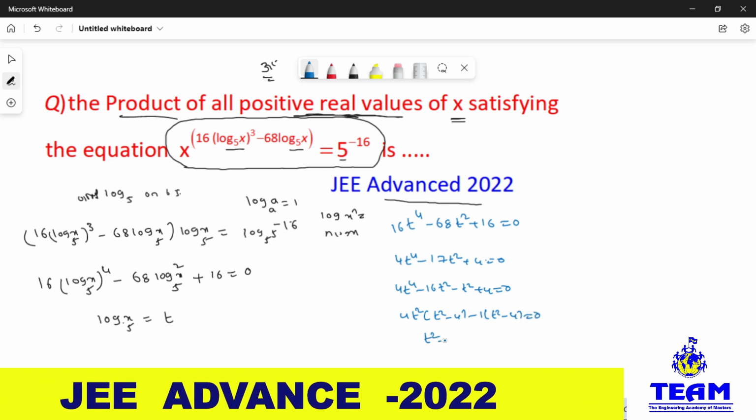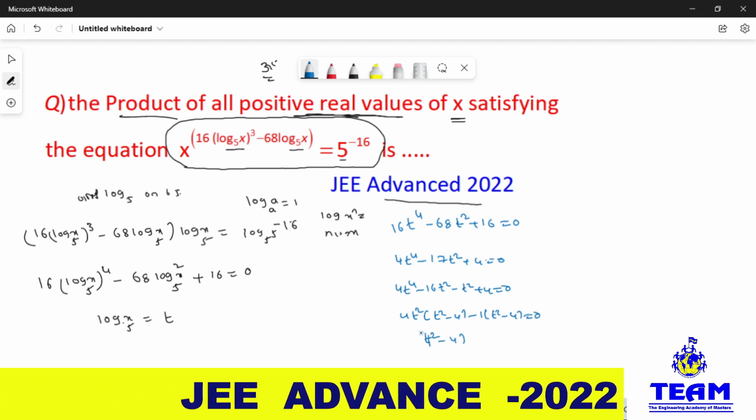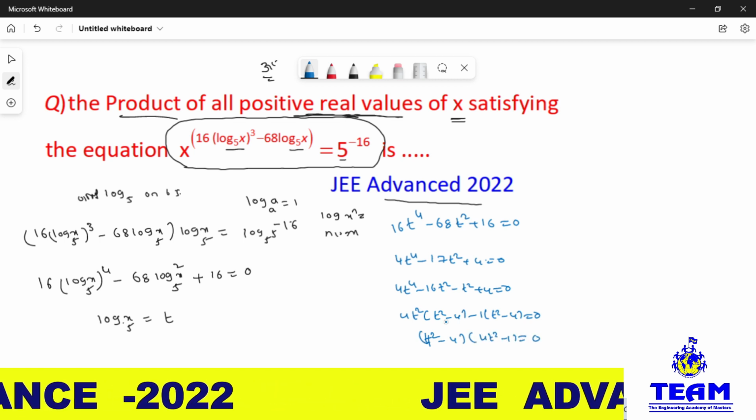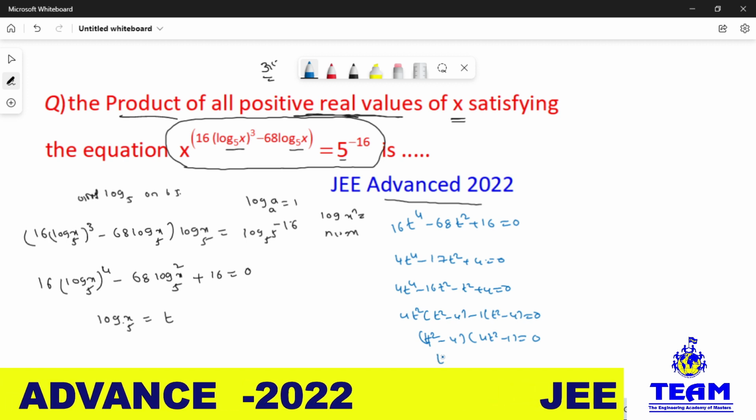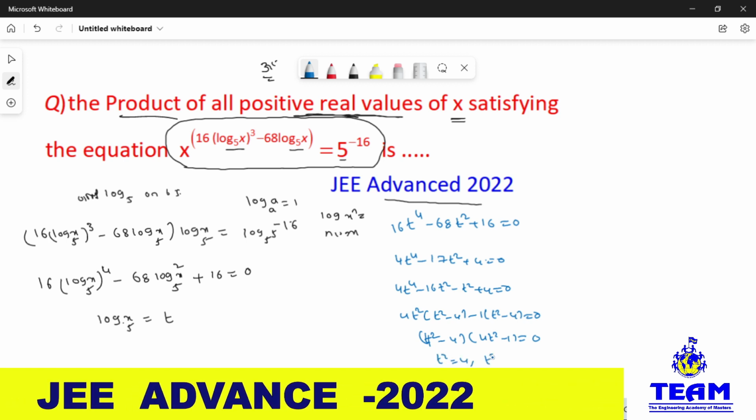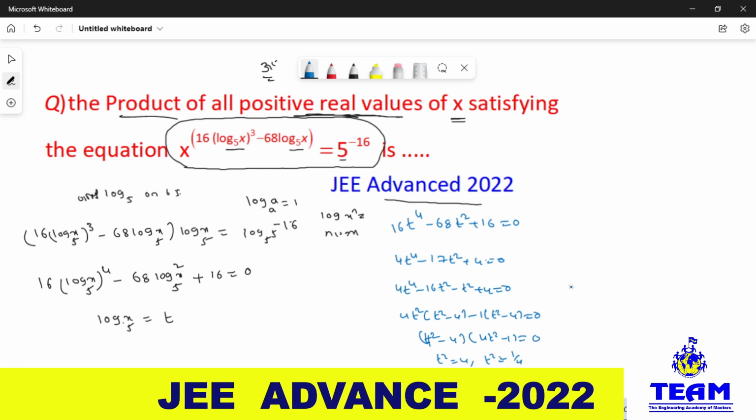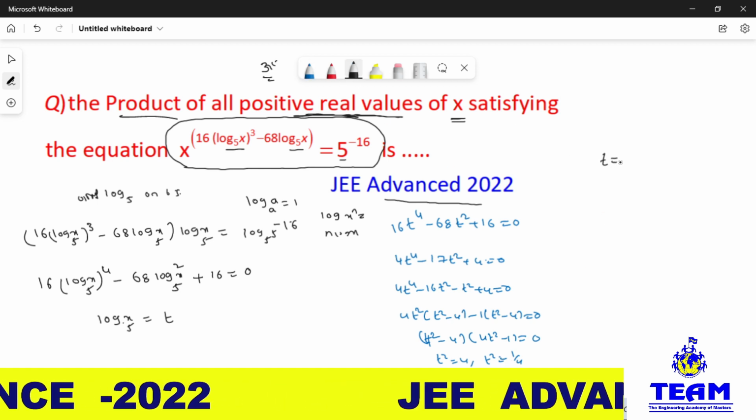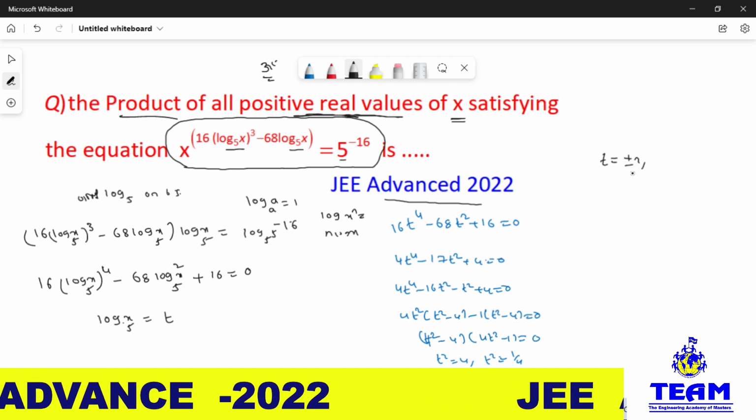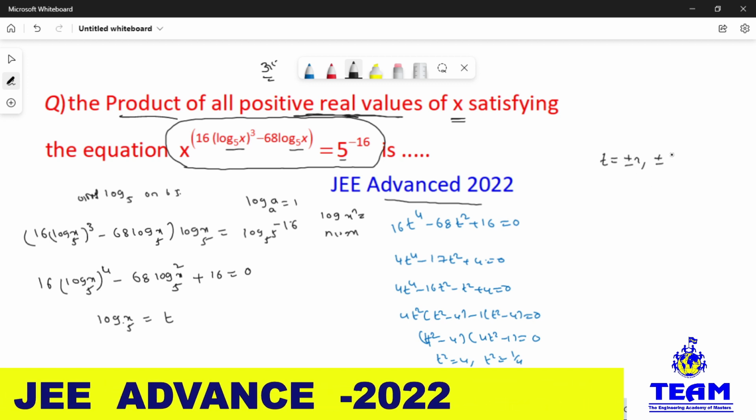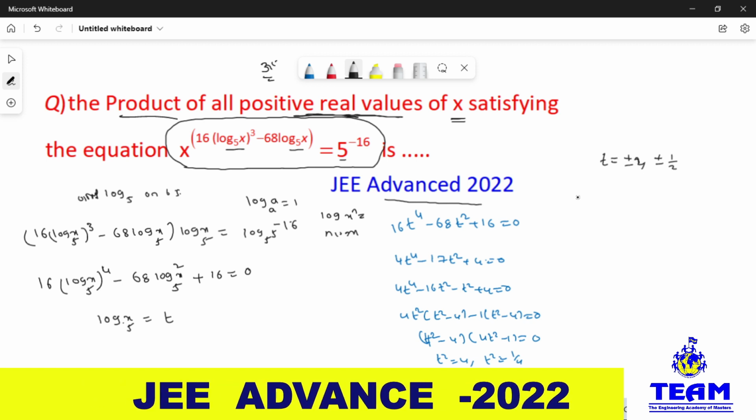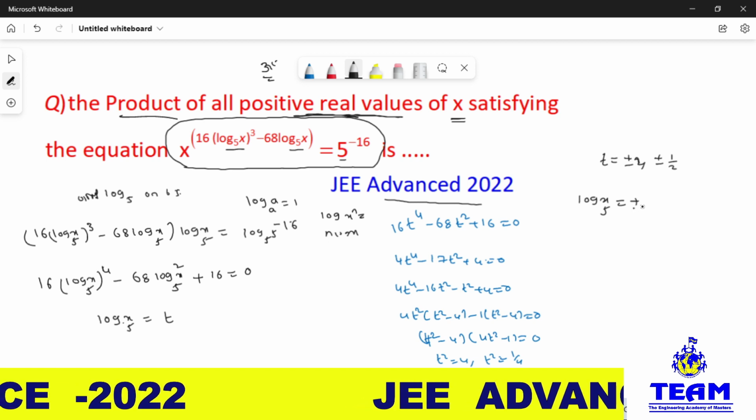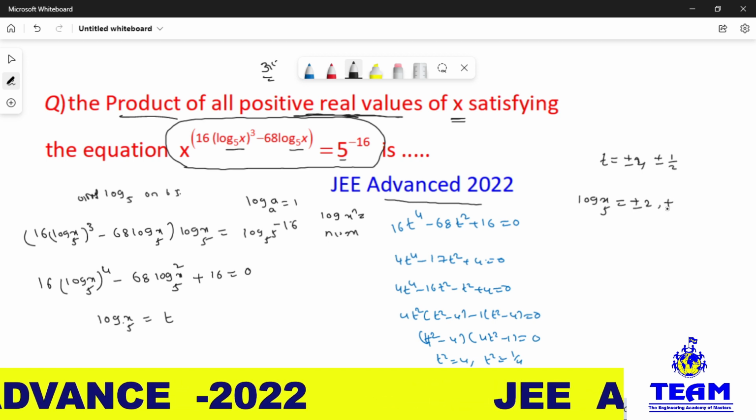From this I can take 4t square common, giving t square minus 4, and from the rest minus 1 common, t square minus 4. So taking t square minus 4 common, we have 4t square minus 1 is equal to 0. Then t square is equal to 4, and also t square is equal to 1 by 4. So what are the roots of t? Whenever t square is equal to 4, t is equal to plus or minus 2, and t square equal to 1 by 4 gives t equal to plus or minus 1 by 2. These are the roots for log x base 5: plus 2, minus 2, plus 1 by 2, minus 1 by 2.